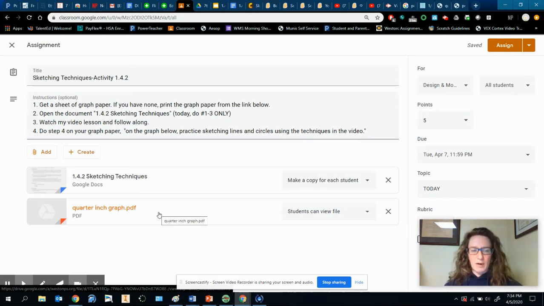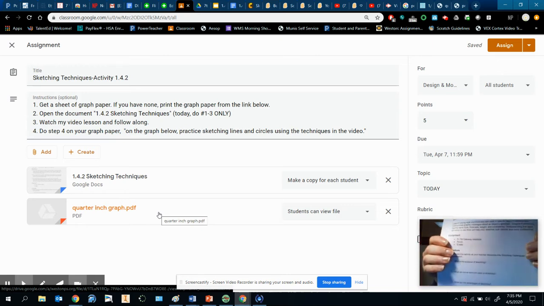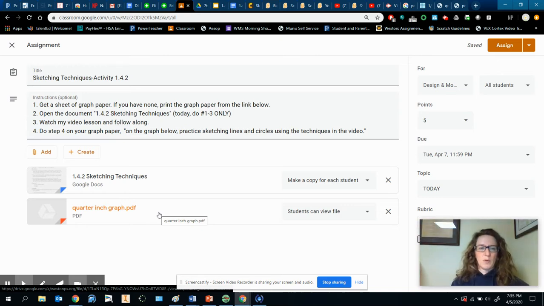So why don't you pause the video right now, get those two things. Open up that digital document and get your graph paper, and then you can come on back. So I'm going to pause for a second. You can click pause. Okay, so now you've got your items. I've got a copy of the sheet as well, so I can follow along with that.